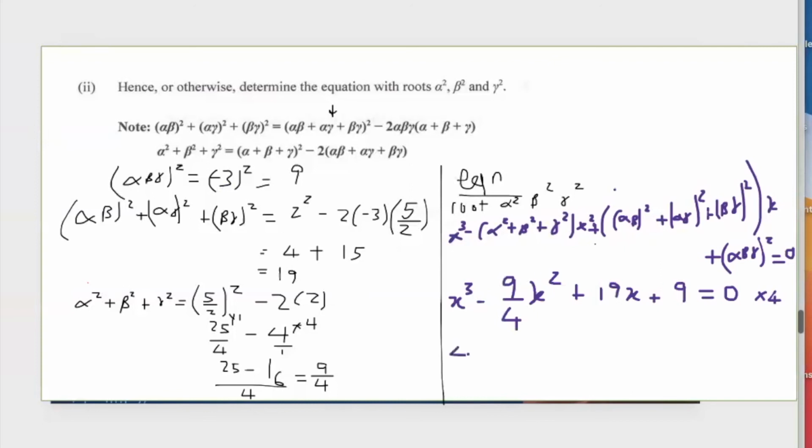So multiplying it by 4, this is what I'll have. 4 times x cubed, that's 4x cubed. And then minus 9 over 4 times 4. The 4's would cancel, so I'll have minus 9x squared. Then 19x times 4, that will give me positive 76x. And 9 times 4, that's 36, equal to 0. And that's it.